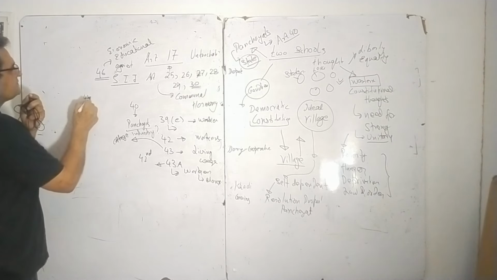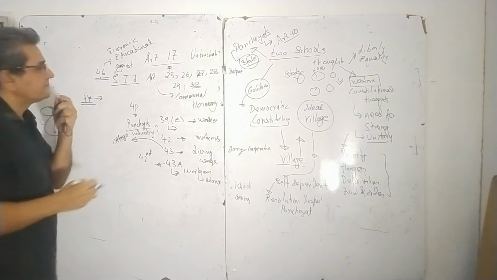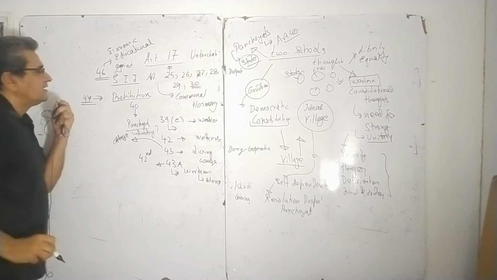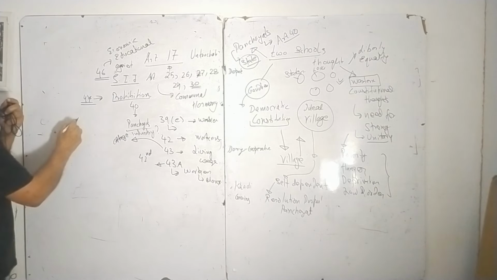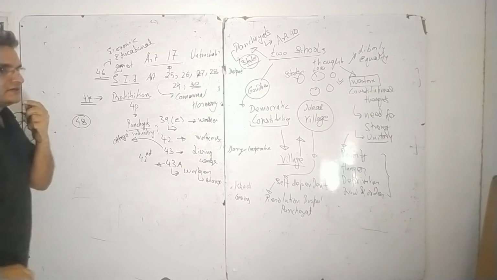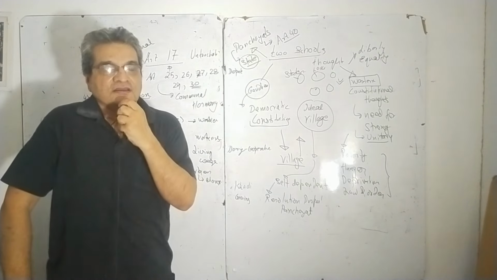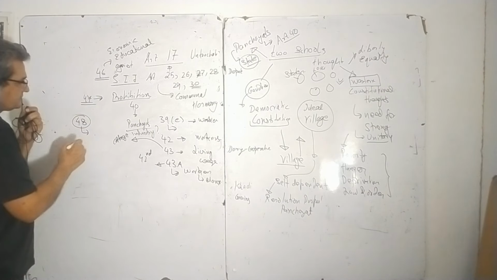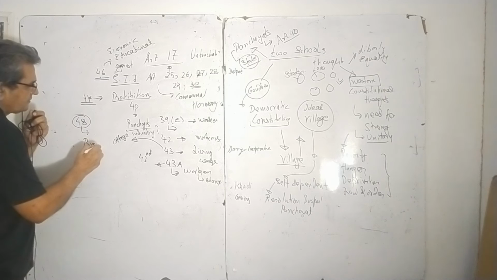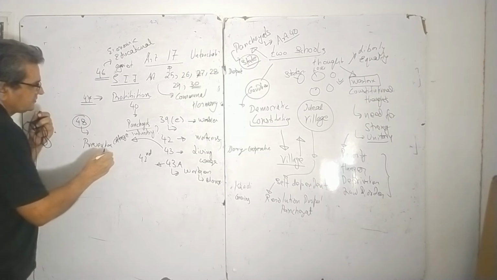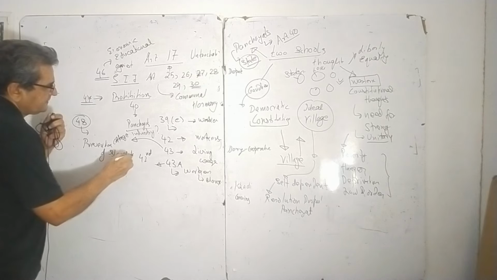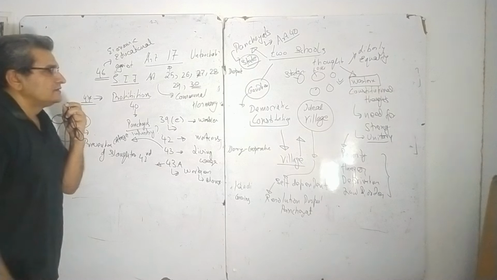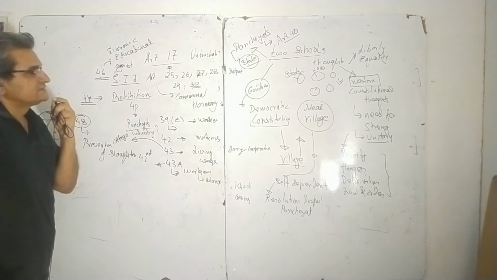Then 47 talks about prohibition, which is in force, say, in Bihar and Gujarat, in certain states. Then 48 is basically about modernization of the animal husbandry sector, but it also talks of preventing slaughter. So prevention of slaughter. So these are some of the articles which very directly relate to the Gandhian concept.